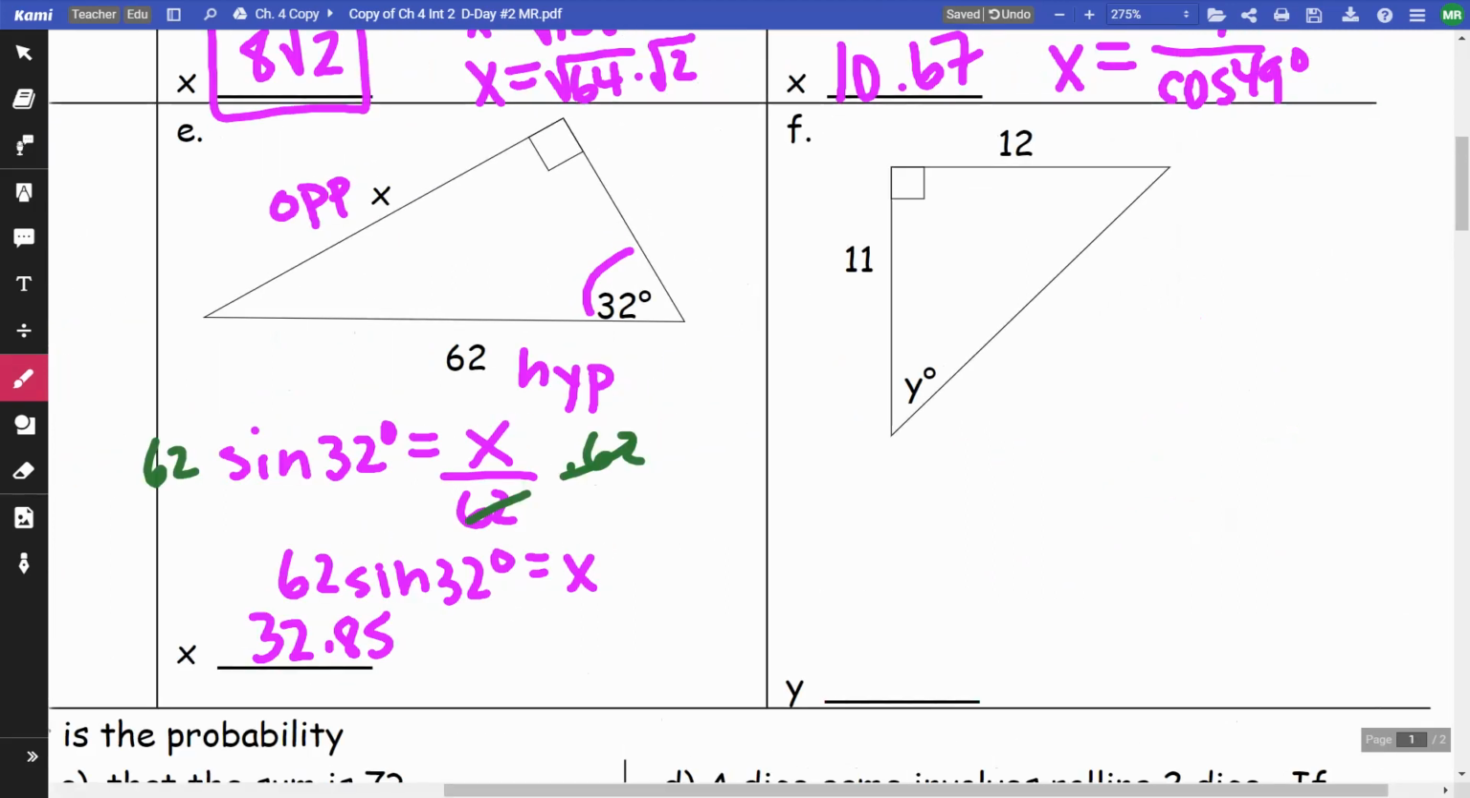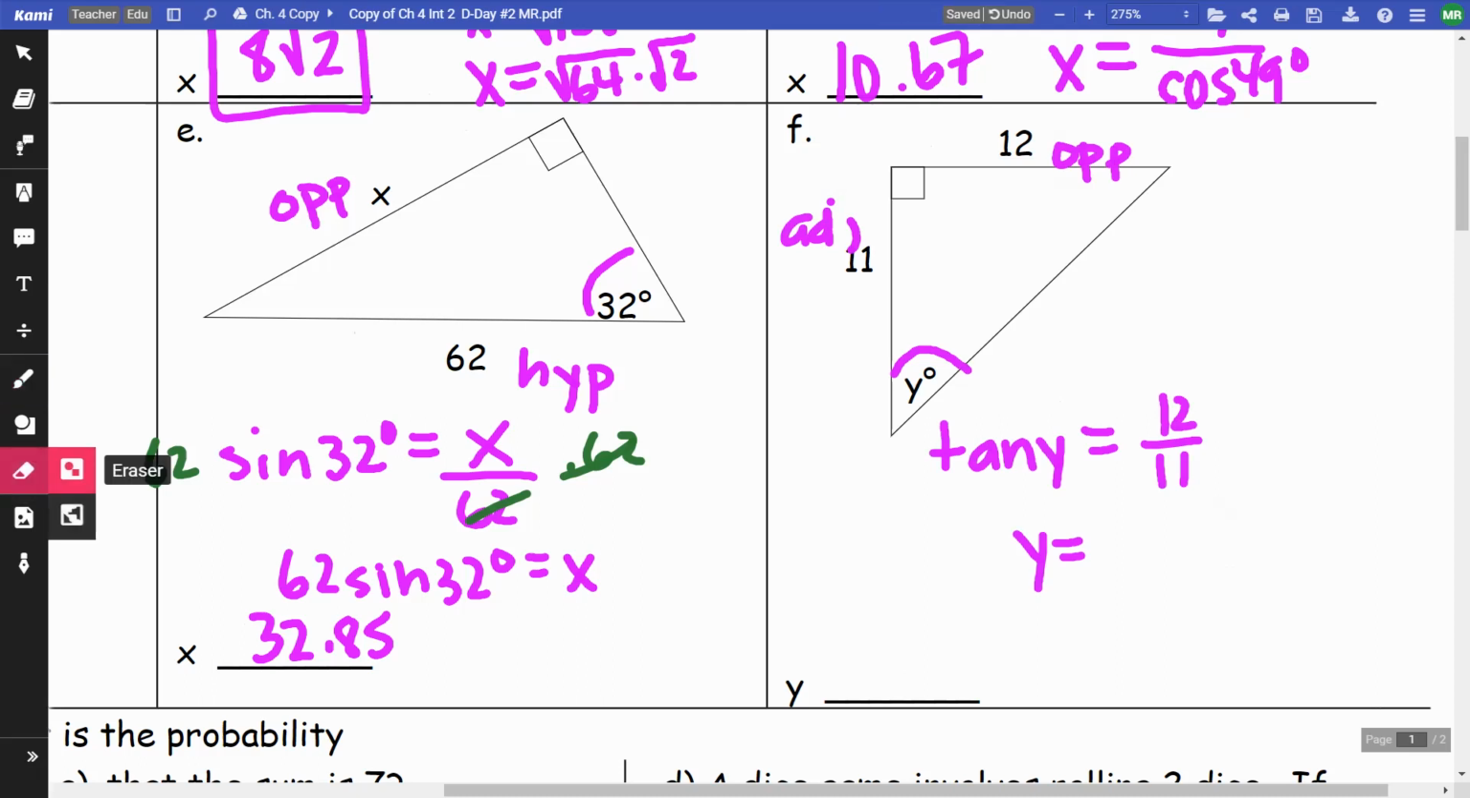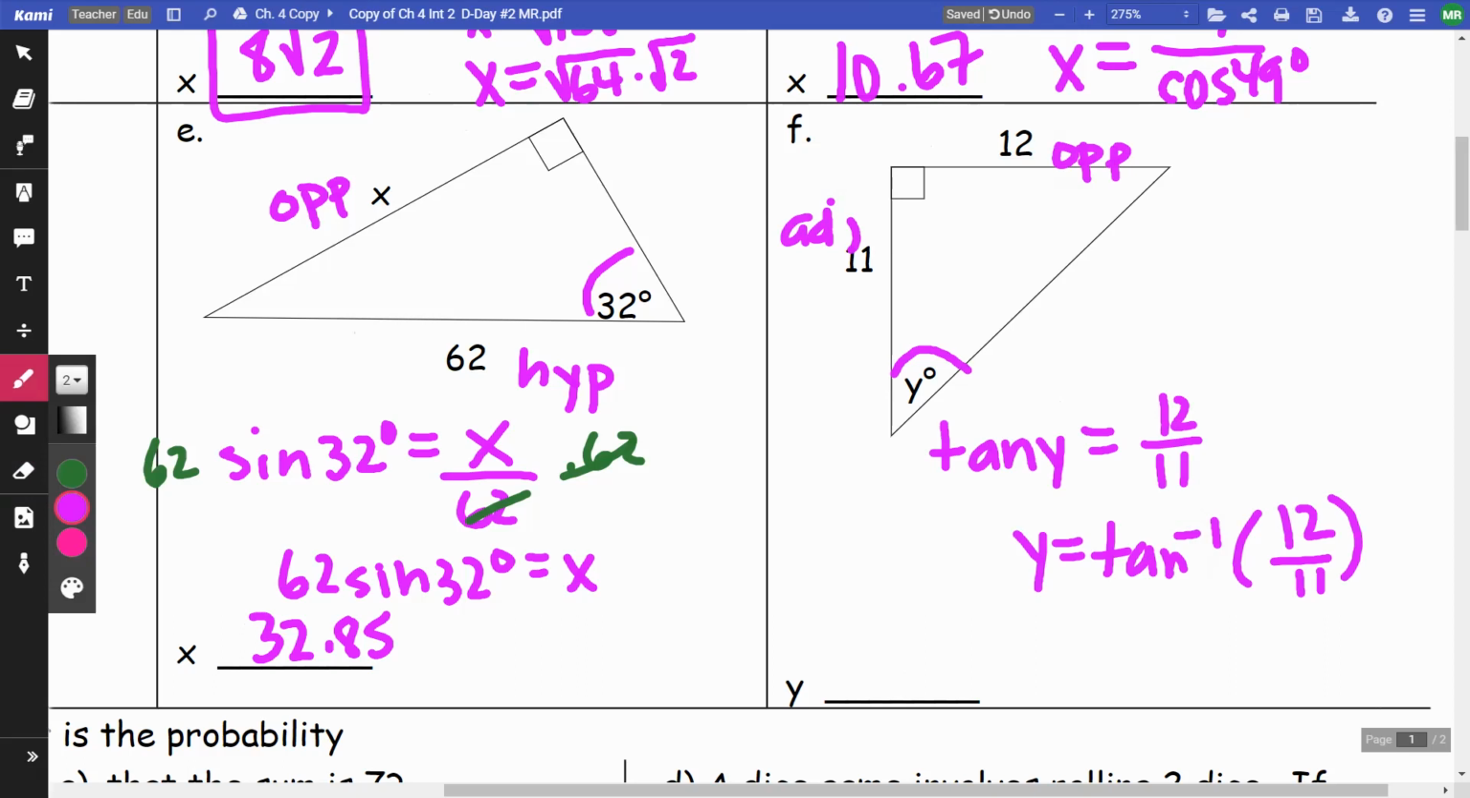On letter F, we want to find the angle. I know that this is opposite, this is adjacent. So this is going to be tangent of y is equal to opposite over adjacent. So to find my y, what I'm going to be doing is taking tan inverse of 12/11. It should be more than 45 degrees because this is greater than 1.